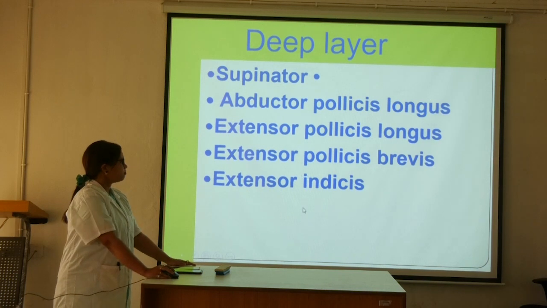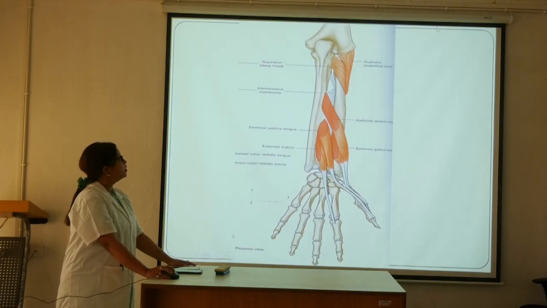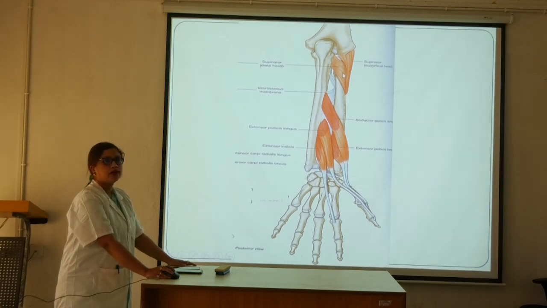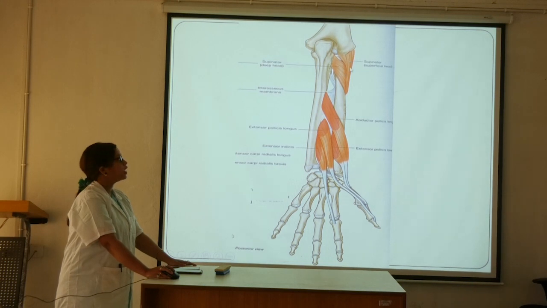Now this is already done. So see, these are the muscles. First one is the supinator. It has two heads, one superficial and another deep. Then in between there is the interosseous membrane. So these are the muscles.